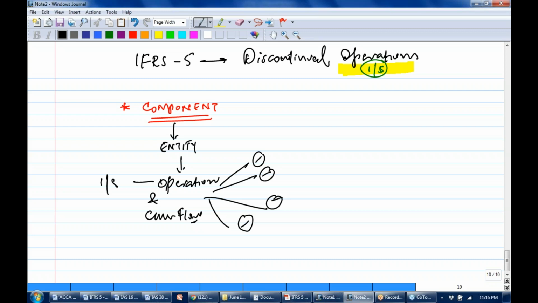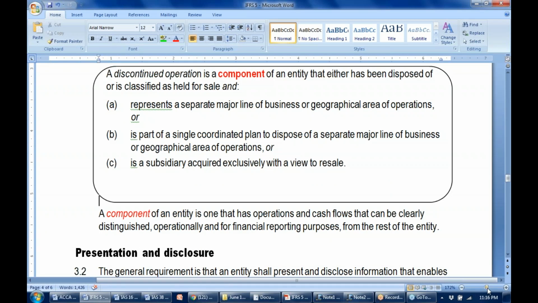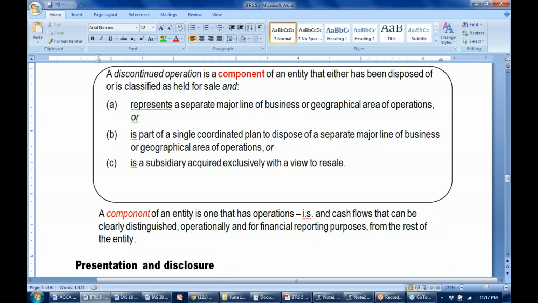That's the game. So before entering into the term discontinued operations, you have to understand the terminology component. A component of an entity is one that has operations, meaning income statement, and cash flows that can be clearly distinguished operationally and for reporting purposes from the rest of the entity.